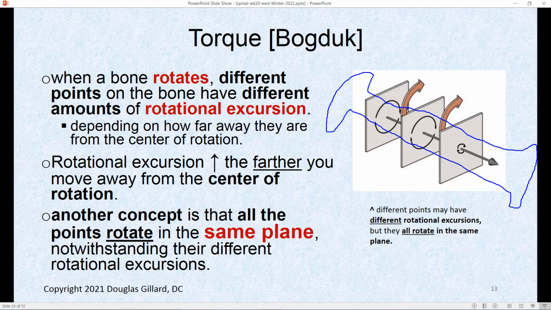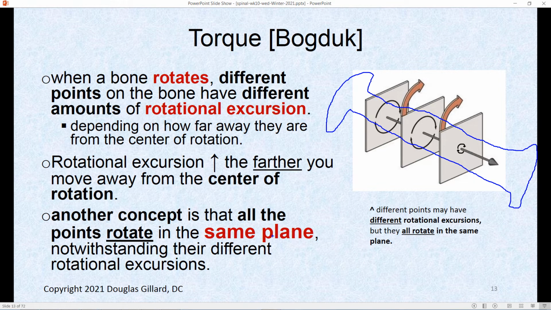So when a bone rotates, like if you rotate your humerus back and forth, external and internal rotation, different points, same as everything we said, will have different rotational excursion. You're still going to have an axis of rotation or a center of rotation. And I think we said everything else already. Another concept is that all points rotate in the same plane.